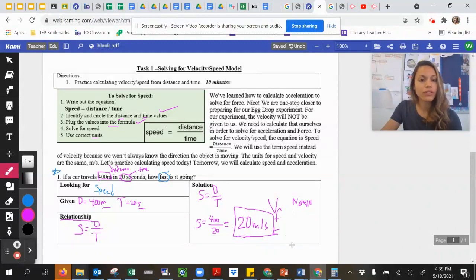Beautiful. Okay, so other than that, you're just going to keep practicing solving for speed, solving for speed, solving for speed, and that's all you're going to do today. Okay, have fun.